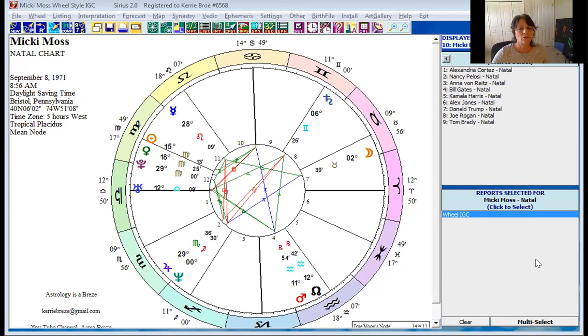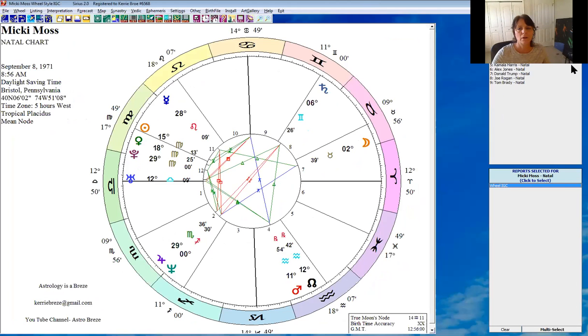So without any further ado, I'm going to share my screen with you, and we're going to look at Micki's chart to start with. We're just going to look at this a second, and then we're going to look at our list. Let me make this bigger.